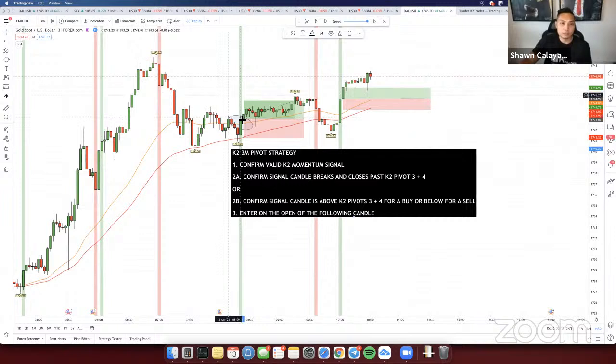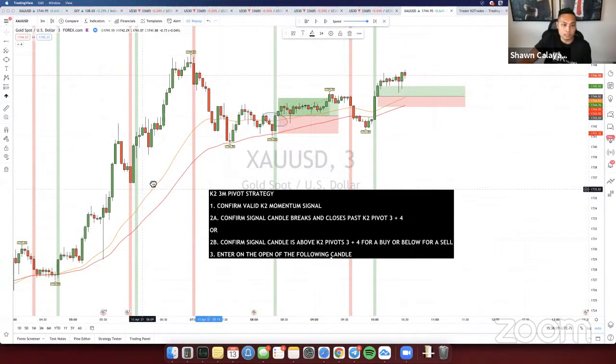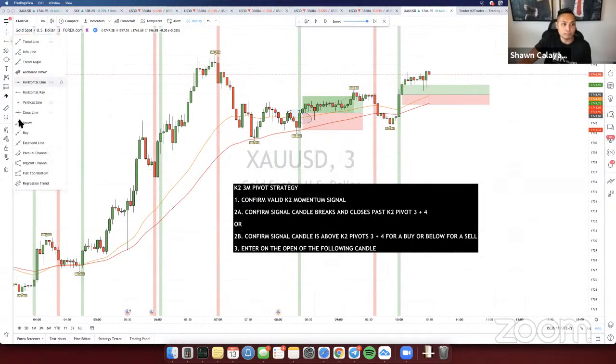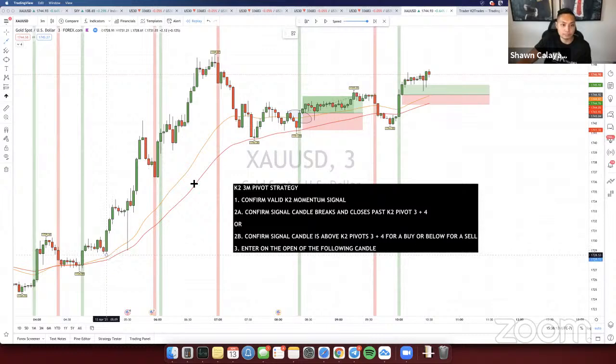So basically what you're looking for is like a trend trade. The pivot 3 and 4 is going to indicate the trend. So like right here, you can see that price is trending up. What you want to do is when you catch the momentum signal, like right here, you have a buy signal, when you catch the momentum going in the direction of the trend, that's when you want to take the trade. So it's basically just trend trading. That's what it really is.